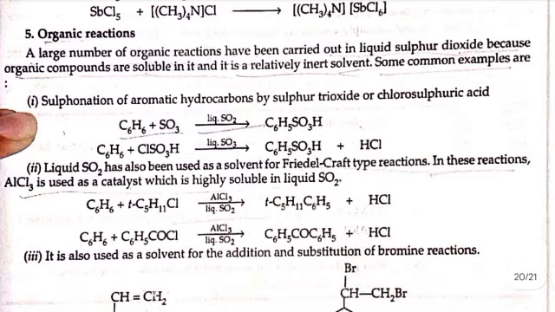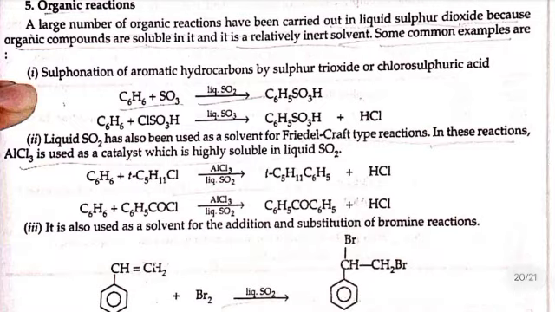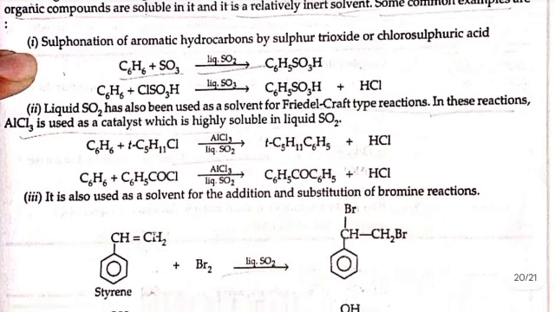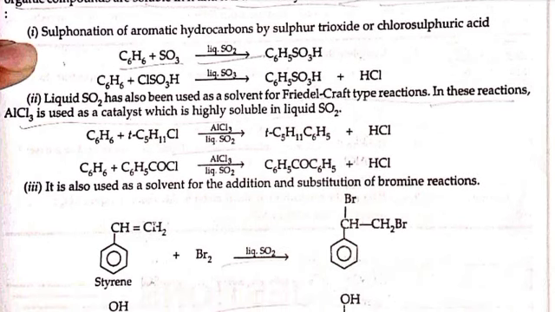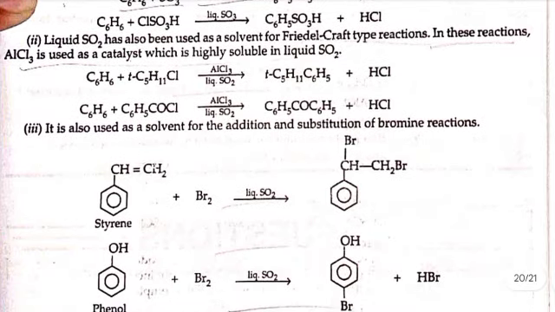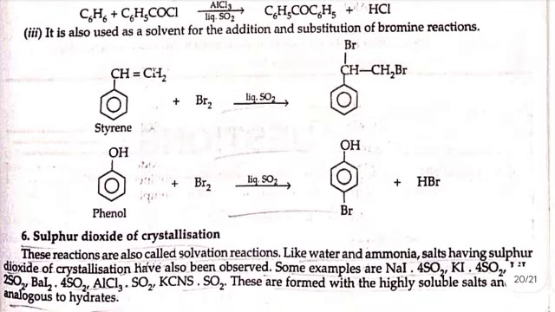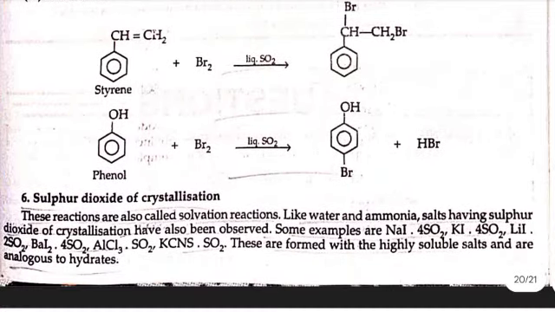Organic reactions. A large number of organic reactions have been carried out in liquid sulfur dioxide because organic compounds are soluble in it and it is a relatively inert solvent. Some examples are sulfonation of aromatic hydrocarbons by sulfur trioxide or chlorosulfuric acid. Liquid SO2 has also been used as a solvent for Friedel-Crafts type reactions. In this reaction, AlCl3 is used as a catalyst, which is highly soluble in liquid SO2. It is also used as a solvent for addition and substitution reactions of bromine.